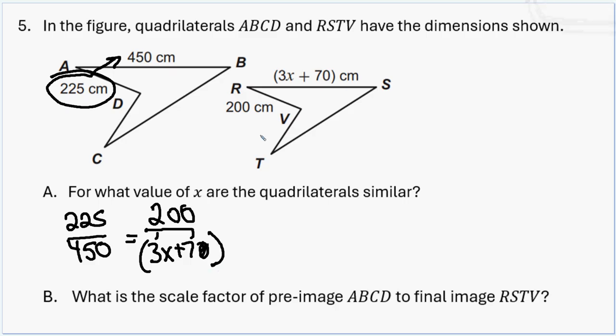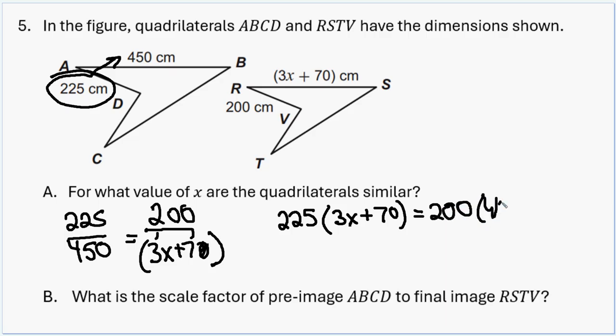Now I did put that 3x plus 70 in parentheses because when we cross multiply, that 225 is going to need to be distributed. 225 times the quantity 3x plus 70, set that equal to 200 times 450. Oops, my pad is glitching here a little bit. I'm trying to write 450.